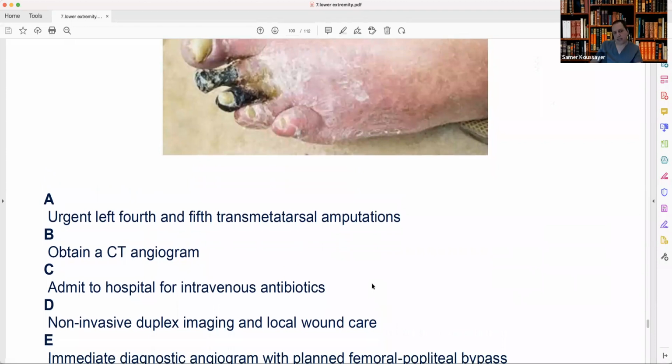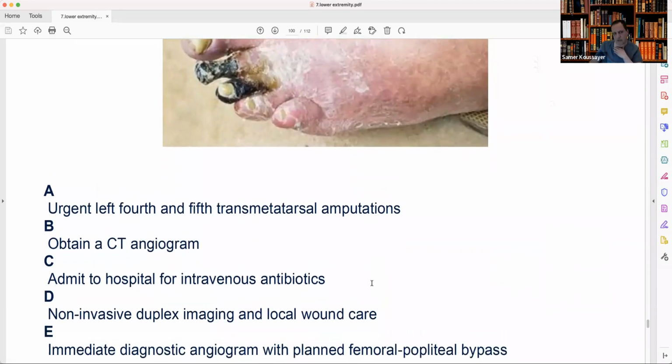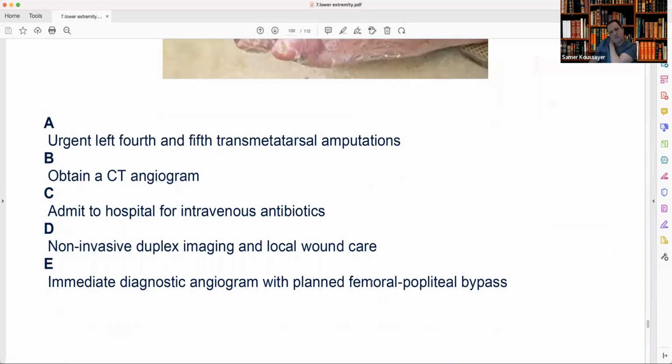So what he's saying here is that we think he has arterial disease, so we know he has an arterial problem. We want to confirm that. So you get a duplex because you can't get a CT angiogram. So I think this is not a bad option. Local wound care, just antibiotics, because I don't see wet gangrene. So it could be possible. Let's go to the last one.